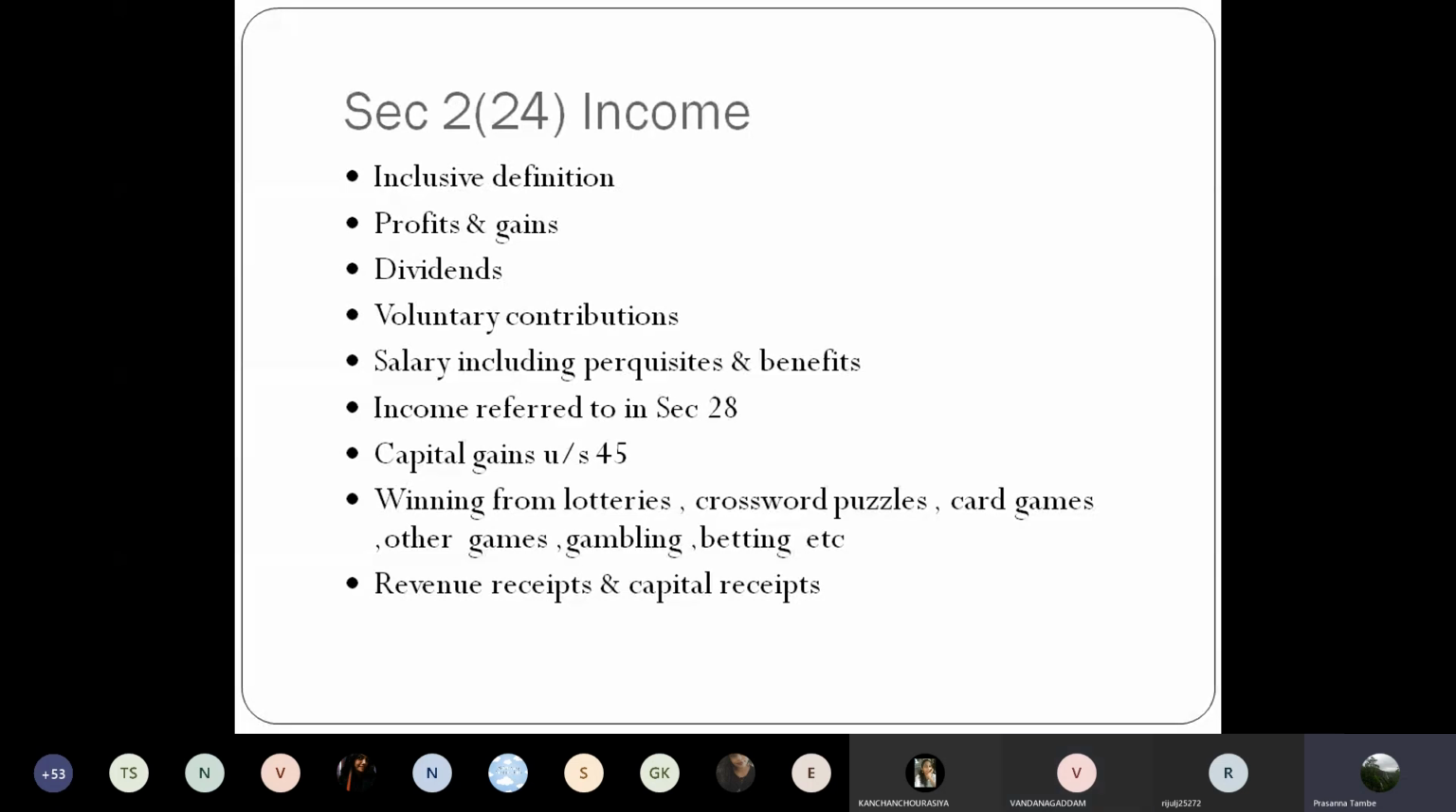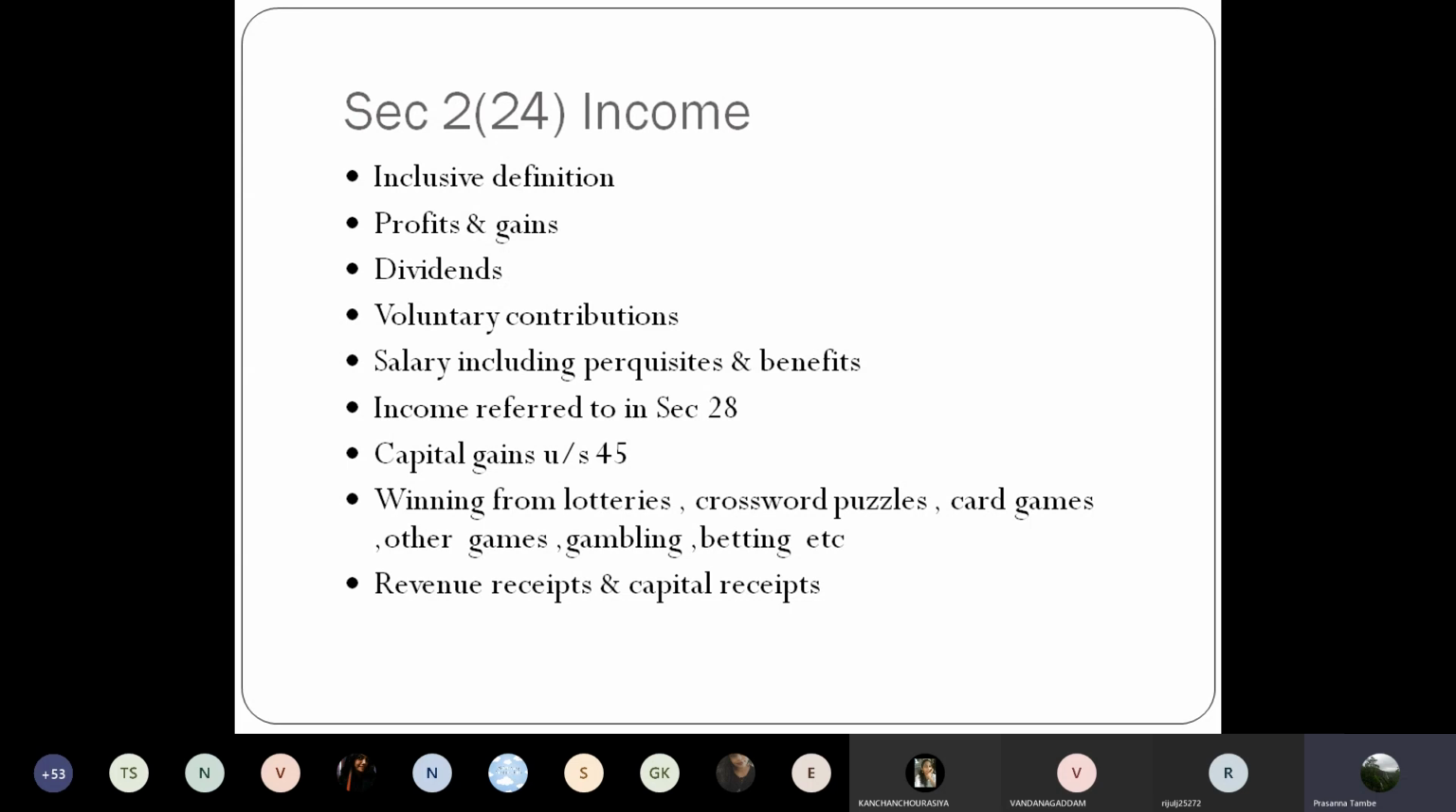Now, when we discuss income as a definition, there are almost 25-30 plus clauses. So what I have done is I have not included all those clauses on the slide. I will explain the generic concept of income with a few summaries included in these slides. And then later on, maybe we can see some examples and those kind of things.